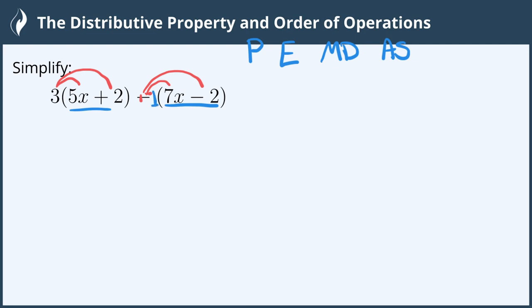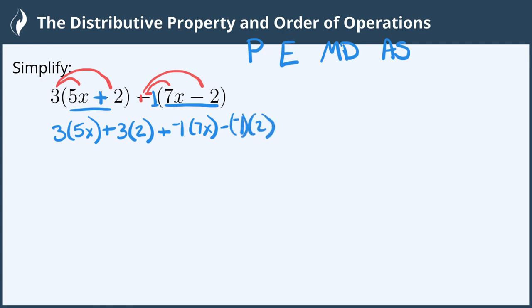On the left-hand side, we get 3 times 5x, plus, don't forget the addition sign, 3 times the second term, 2. Then we change this to add the opposite, and we're multiplying negative 1 times 7x, and then subtract negative 1 times 2.